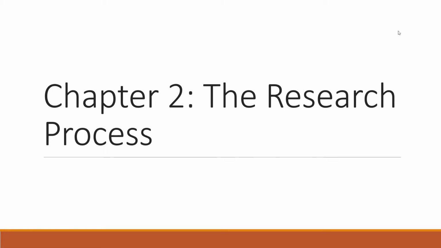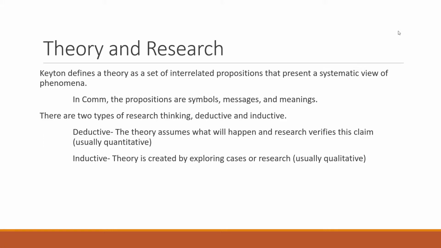Alright, so Chapter 2, the research process. Keaton defines a theory as a set of interrelated propositions that present a systematic view of phenomena. In common, the propositions are symbols, messages, and meanings. If you look back at some of the past comm classes, we've looked at different advertisements and we've looked at symbols and how they connect to the different theories that we have been learning at the time.